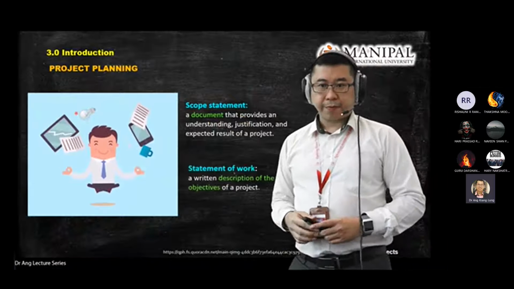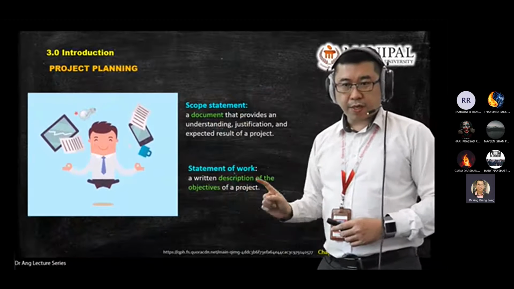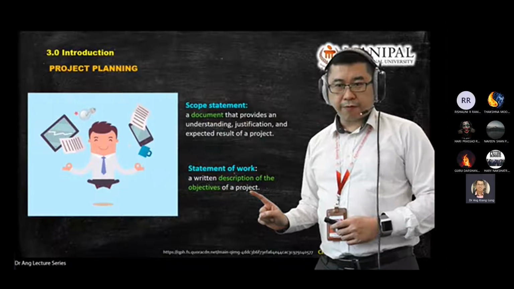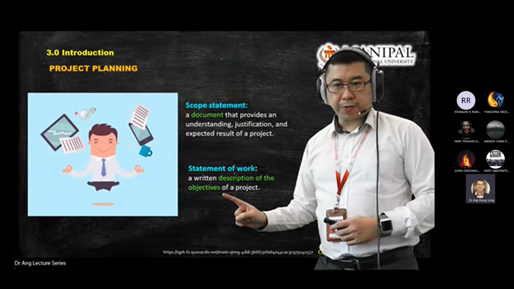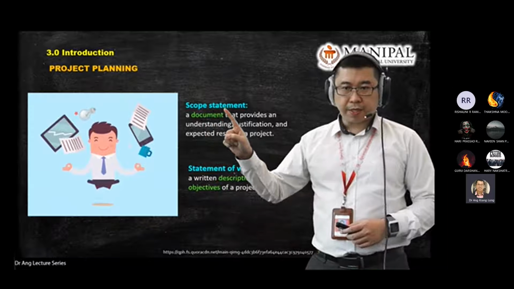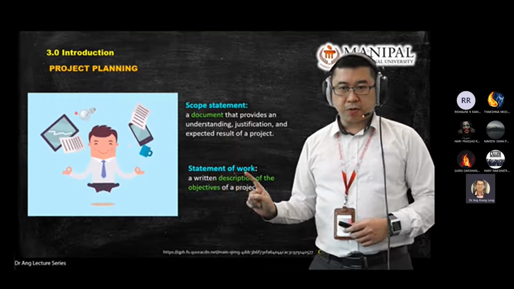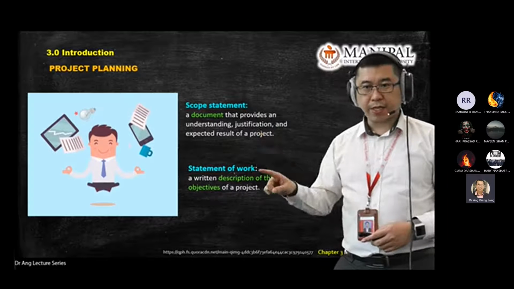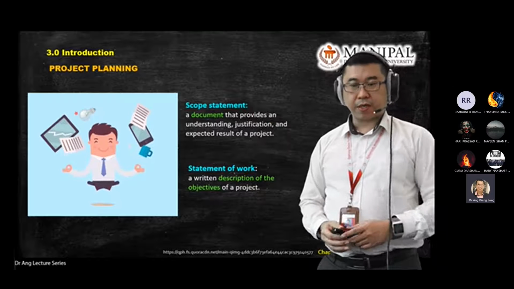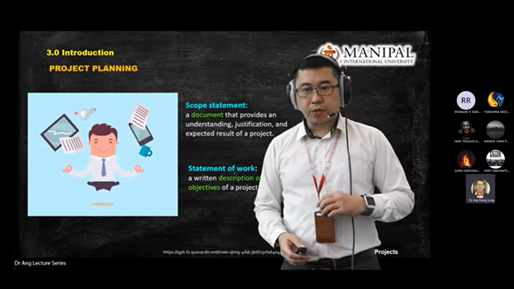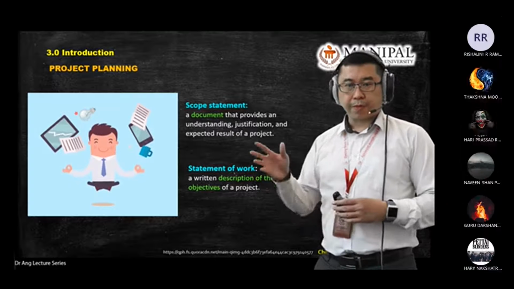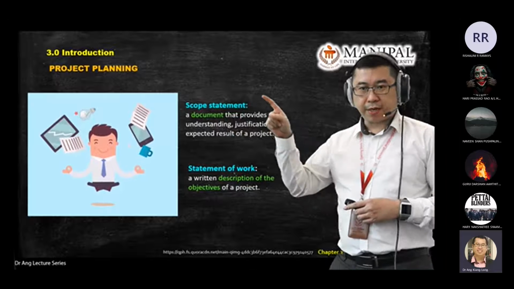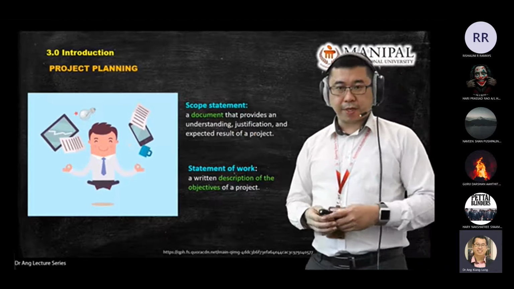Okay. Another one, statement of work. Statement of work is a description of the objective. So scope statement is a document. Statement of work is a description of objective. So these are the definitions for these two words. So when we talk about project planning, it will cover project statement, scope statement, and statement of work.